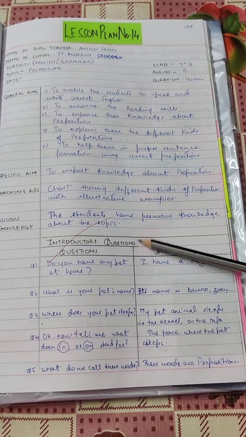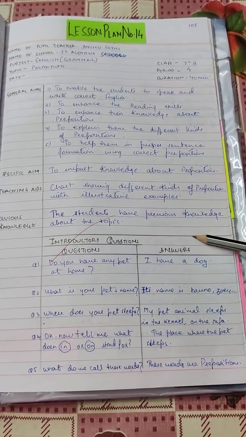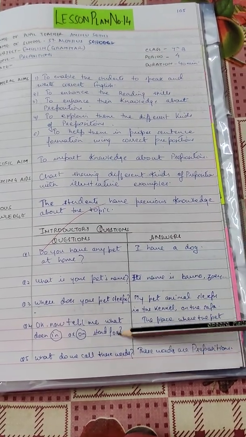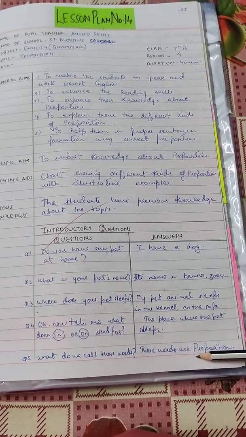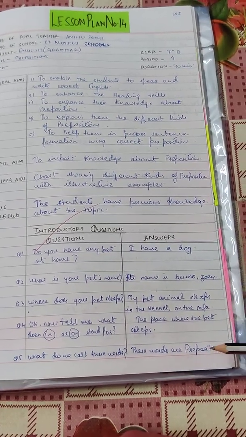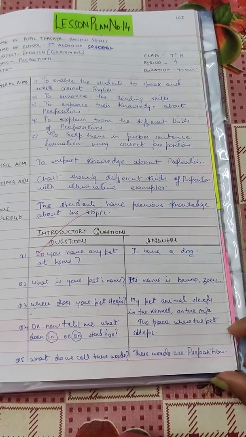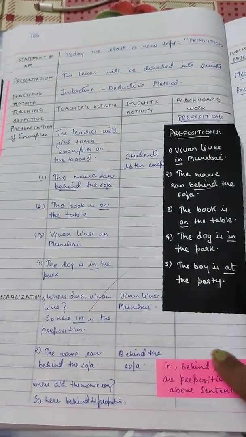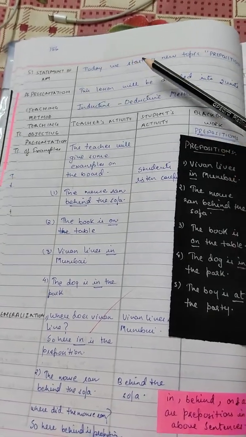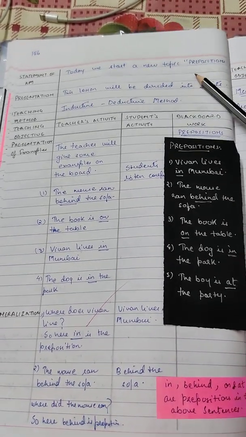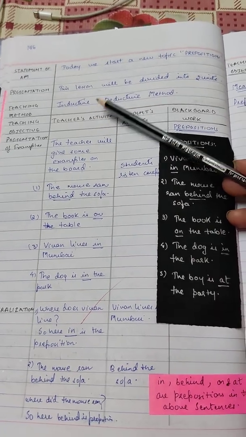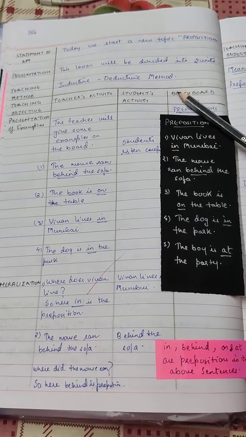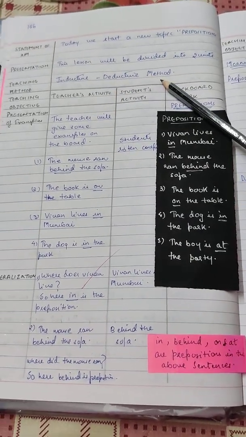Then we ask the introductory questions. On one side we write the questions, on the second side we write the answers. These questions are asked to arrive at the topic. You need to bring out the topic by asking questions to the students only. And then we start teaching by writing the statement of aim. That is, today we are going to start a new topic, prepositions. Presentation: this lesson will be completed in 2 units. Teaching method used in grammar is usually the inductive deductive method.